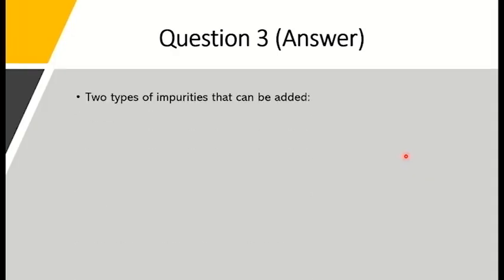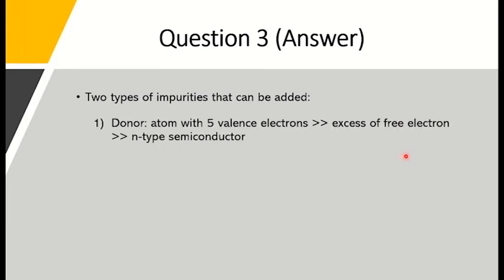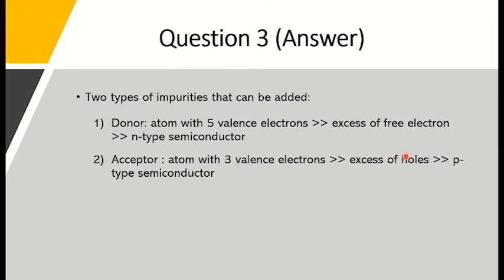Okay, so for extrinsic semiconductor, the two types of impurities that can be added. The first one is the donor, which is an atom with 5 valence electrons, and because of this 5 valence electron, you have an excess of free electron, which makes this semiconductor that has been doped with this donor atom an n-type semiconductor. And the second type of impurity is the acceptor, which is the atom with 3 valence electrons. Because of this 3 valence electron, you have an excess of holes, which makes this semiconductor a p-type semiconductor.